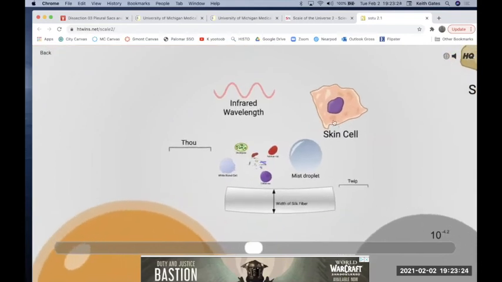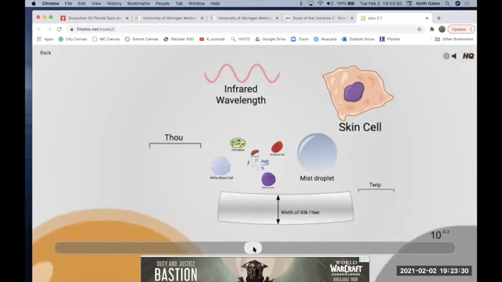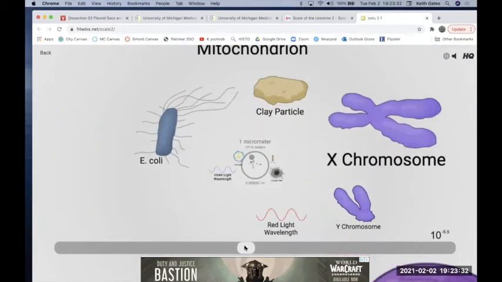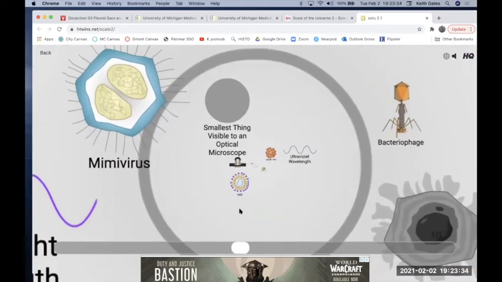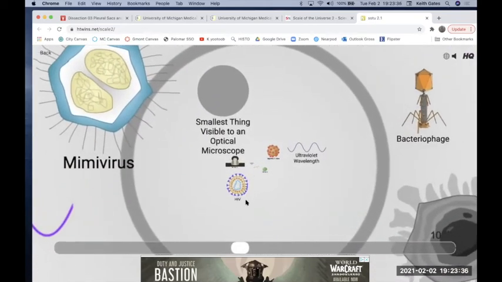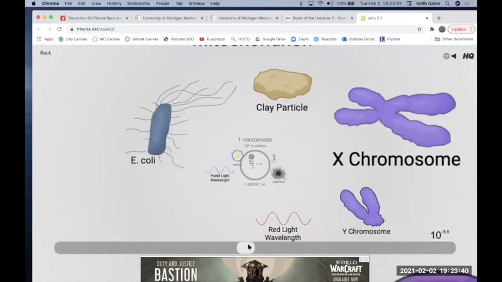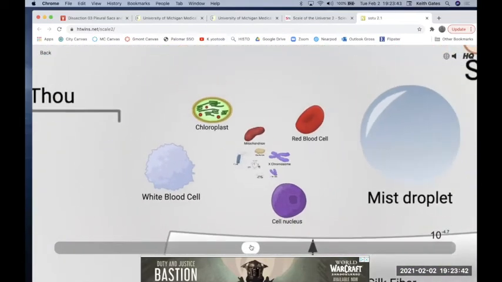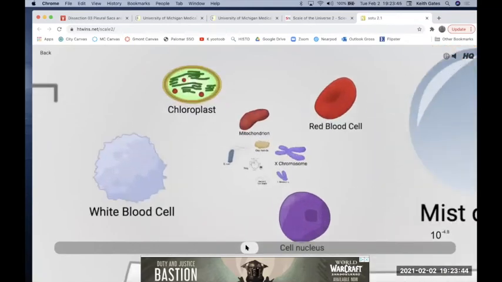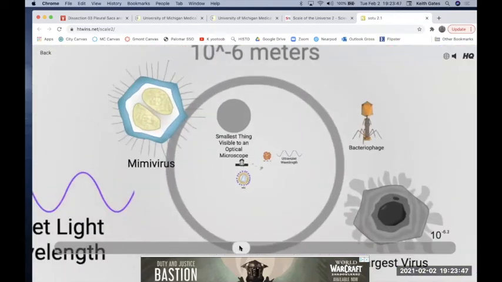Remember how big the hair was. This is your cell. Here's a mist droplet, maybe an aerosol that you've breathed out. And you had maybe one of these guys. Well, this is HIV, but this is about the size of a coronavirus. So how many of those can you fit in this little respiratory droplet right here? A bunch. So that's the size of that.